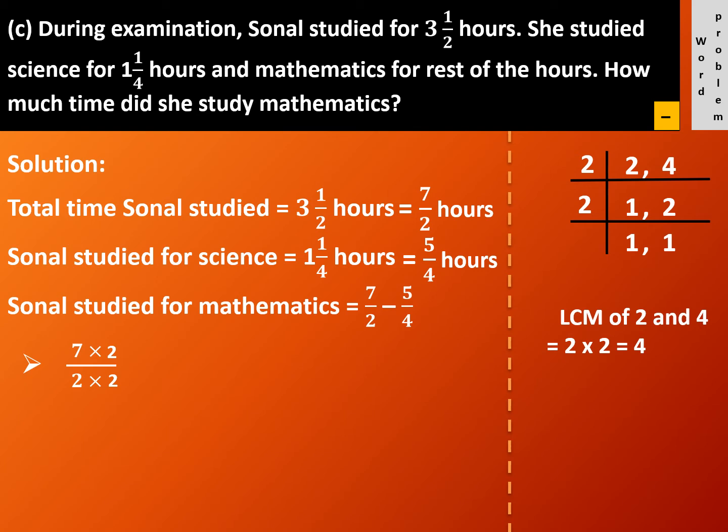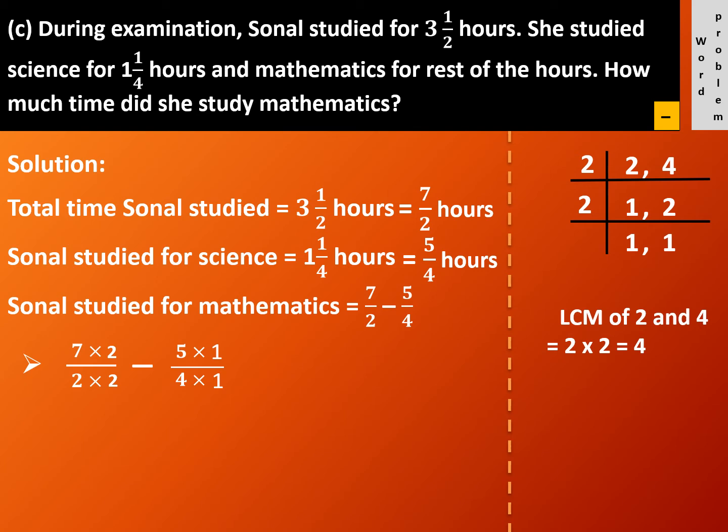So we multiply numerator and denominator by the same number 2. Then write the minus sign as it is. Our second fraction is 5 upon 4. And we want 4 at the place of denominator. So which digit will you multiply to bring 4 in the denominator? Yes, the answer is 1 because 4 ones are 4. So we multiply numerator and denominator by the same number 1.